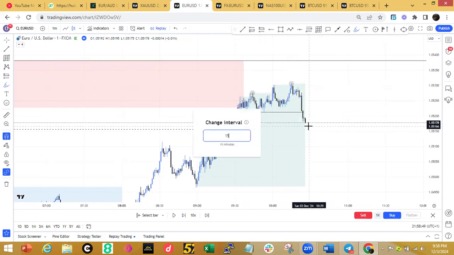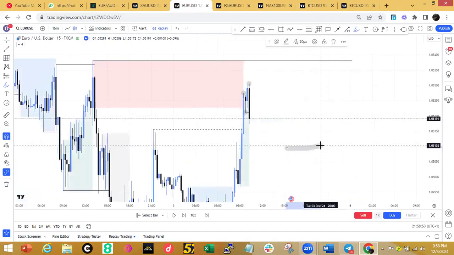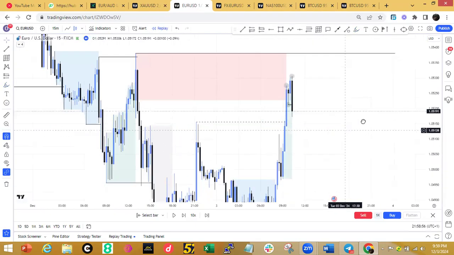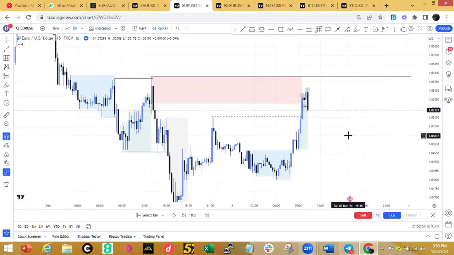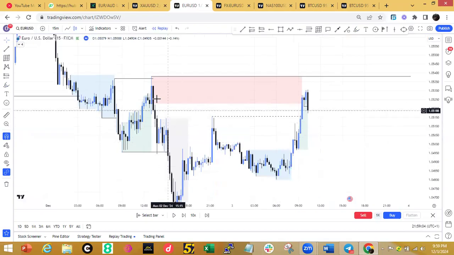Now I checked 15 minutes here. I now saw this on 15. Now look at this closely. There was a trade here on this day. Same thing happened here. Same thing happened here. Same thing. But I'll show it to you.